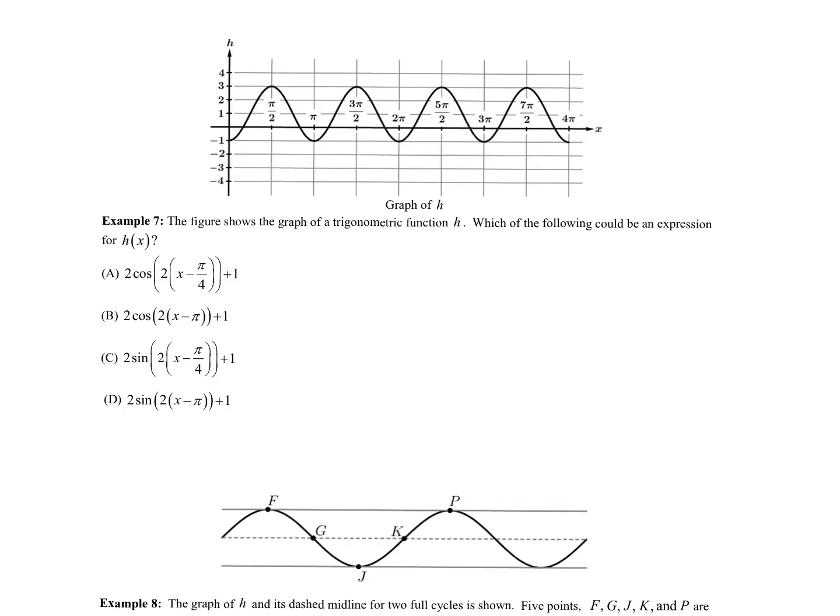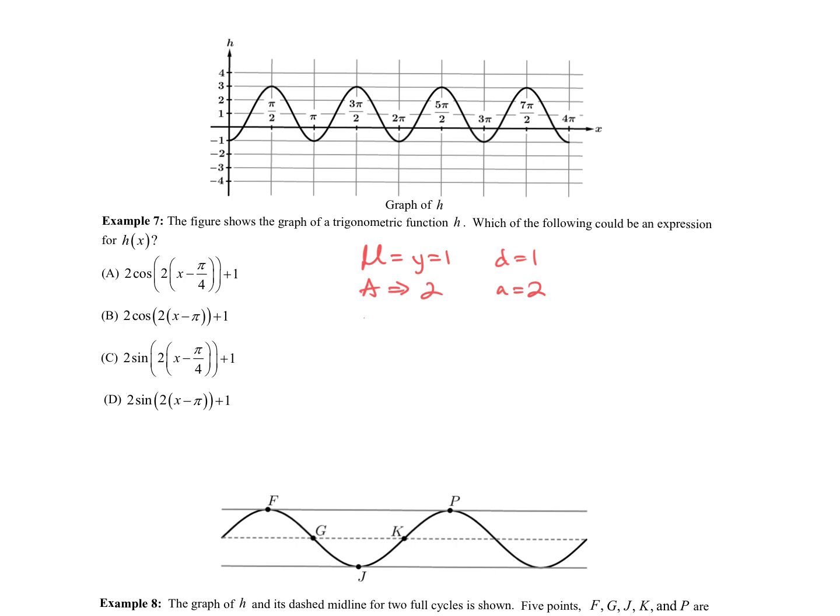On this one, again, what's its midline? Let's talk about its midline first. 1. All right. So we got y equals 1. And so my d is equal to 1. And so then let's talk about its amplitude. And so what's my amplitude here? 2. And so a is equal to 2.